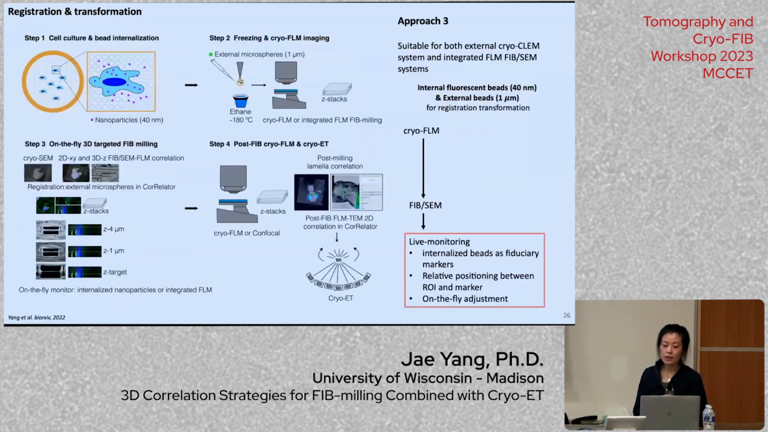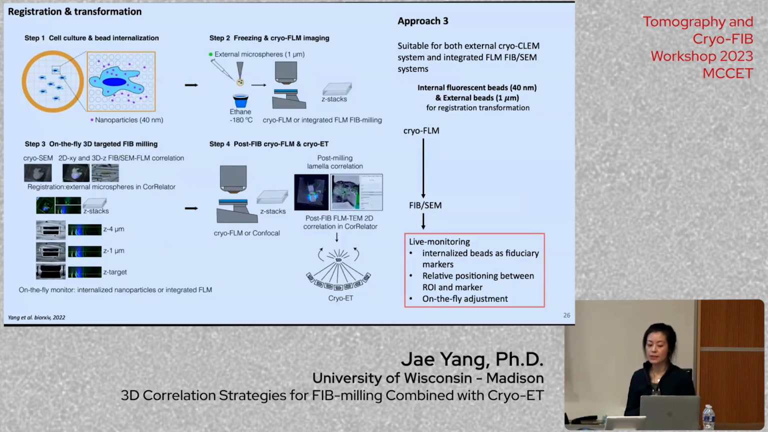So for us, when we started, we didn't have Aquilos 2, we had Aquilos 1. And we still wanted to do correlation. So how we're doing it is that we combine both approach 1 and approach 2. Approach 1 offers you the initial transformation. Approach 2 offers you the on-the-fly adjustment. So we were thinking, how can we also get on-the-fly adjustment?